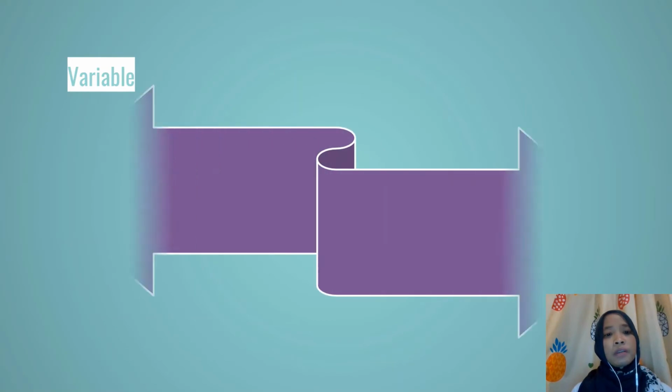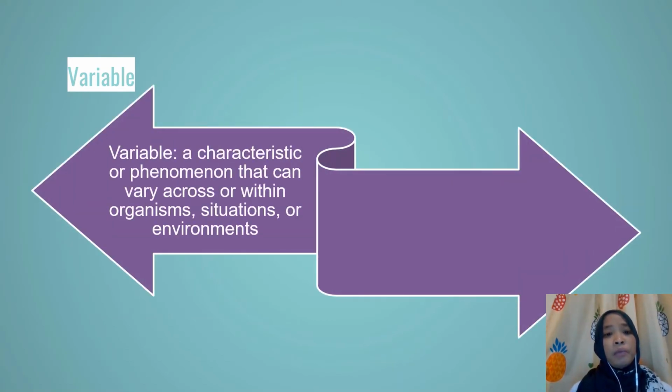Now let's first define variable. So what is actually a variable? A variable is a characteristic or phenomenon that can vary across or within organisms, situations, or environments. So the keyword of variable is variation.